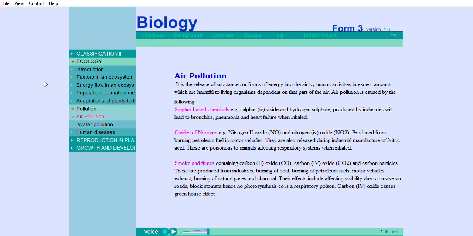Smoke and fumes containing carbon II oxide, carbon IV oxide, and carbon particles. These are produced from industries, burning of coal, burning of petroleum fuels, motor vehicle exhaust, burning of natural gases, and charcoal. Their effects include affecting visibility due to smoke on roads, and blocking stomata, hence no photosynthesis. Carbon II oxide is a respiratory poison. Carbon IV oxide causes greenhouse effect.